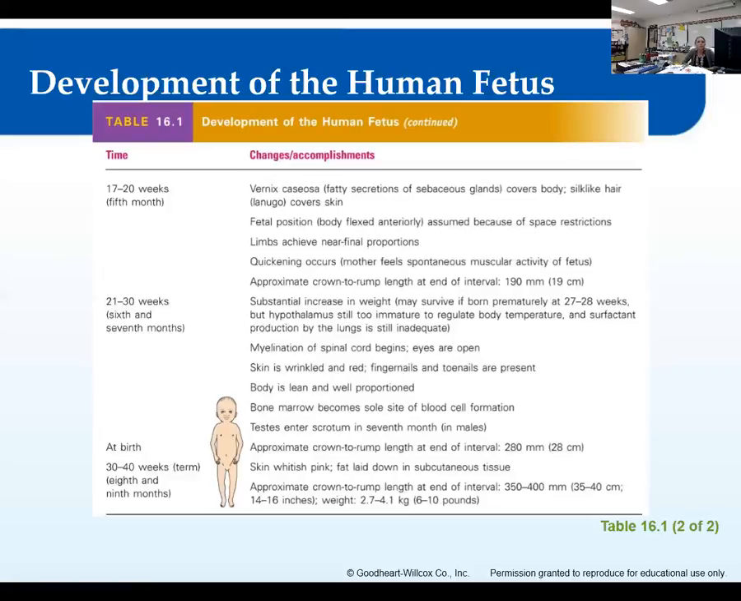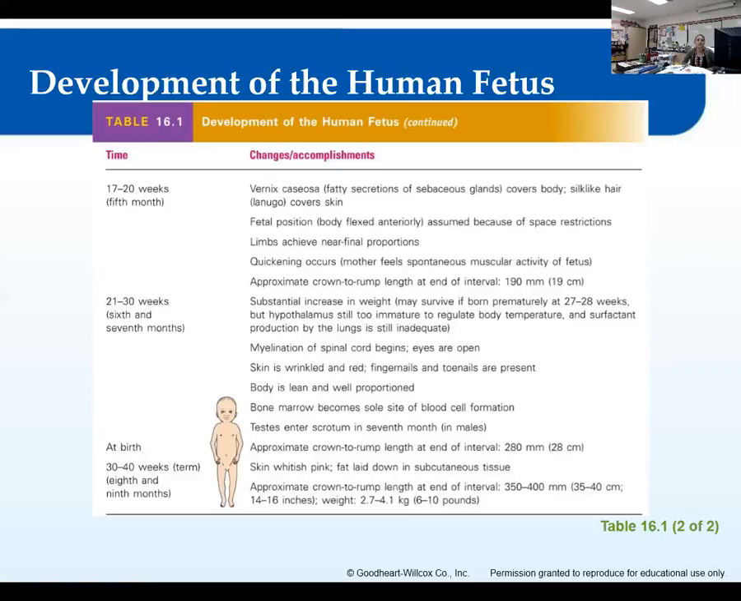Myelination of the spinal cord begins. The eyes are open. Skin is really wrinkled and red. Fingernails and toenails, they've already got those. Well proportioned. Blood cell formation. Testes enter the scrotum in the 7th month in males. And then at birth, here we are.